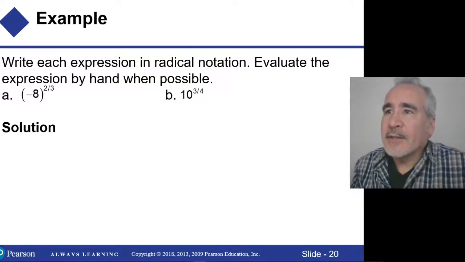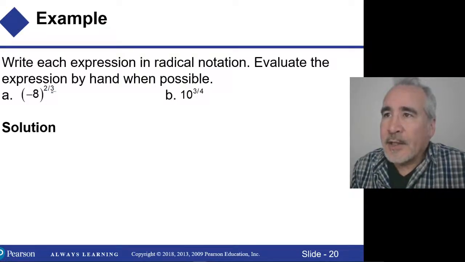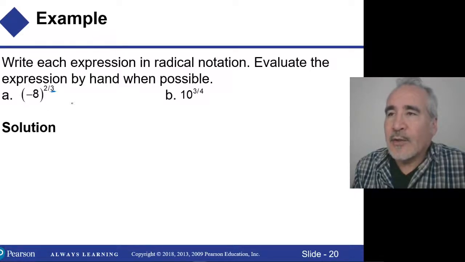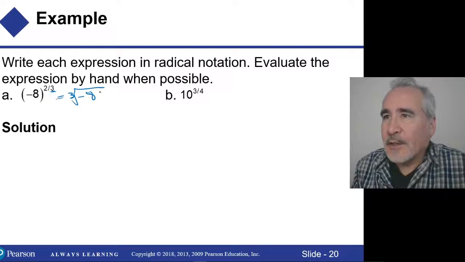Okay, so we look at this. Now remember, it's this one, the denominator, that goes on the index. So this is going to be -8 inside a cube root with a 2 either on the very outside or in here, however you want to do it.